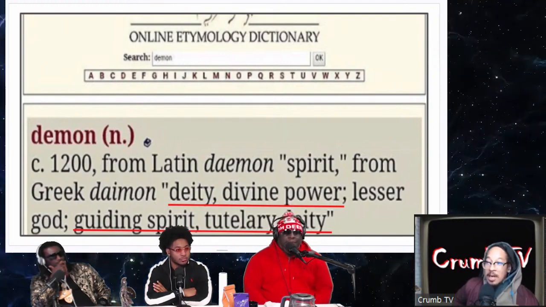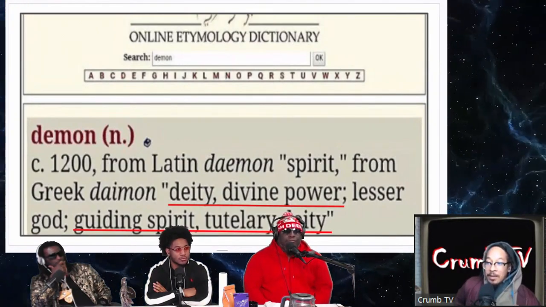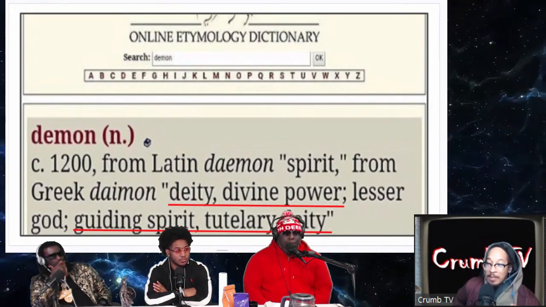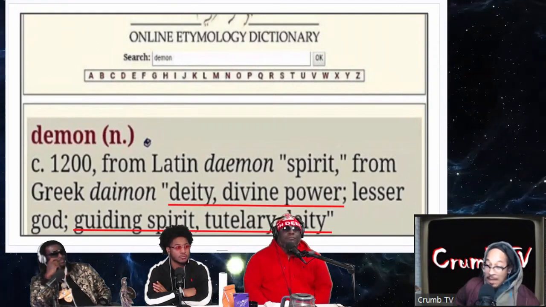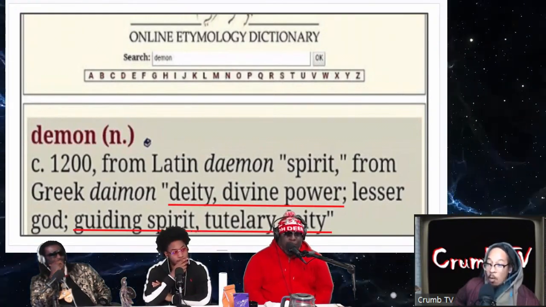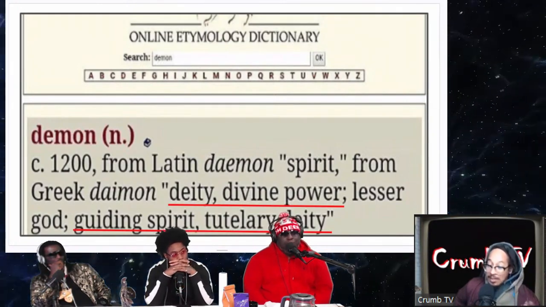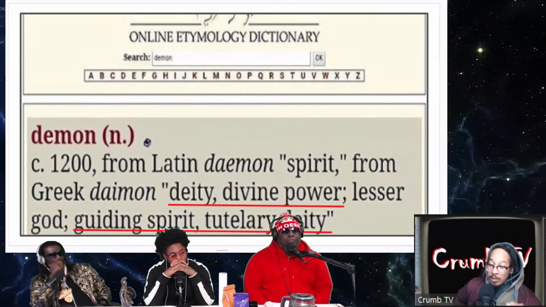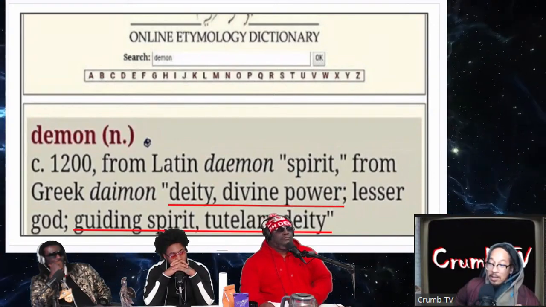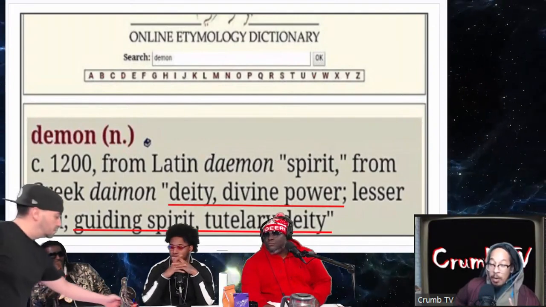So this is Etymology Online Dictionary. The word is demon, and the definition of the origin is daemon, meaning spirit, simple, not good or bad, just spirit. From Greek daemon, or a deity, even a divine power, lesser god. This isn't an official god. This is like an angel. This is lower caste. Guiding spirit, that's important. Tutelary deity, that's important as well.